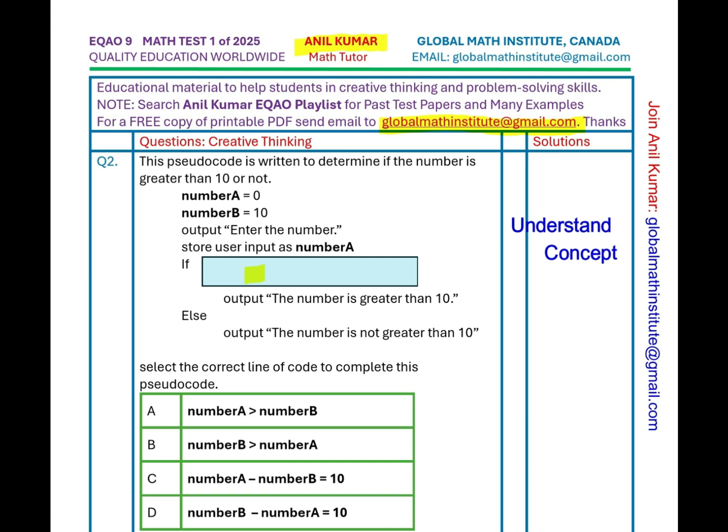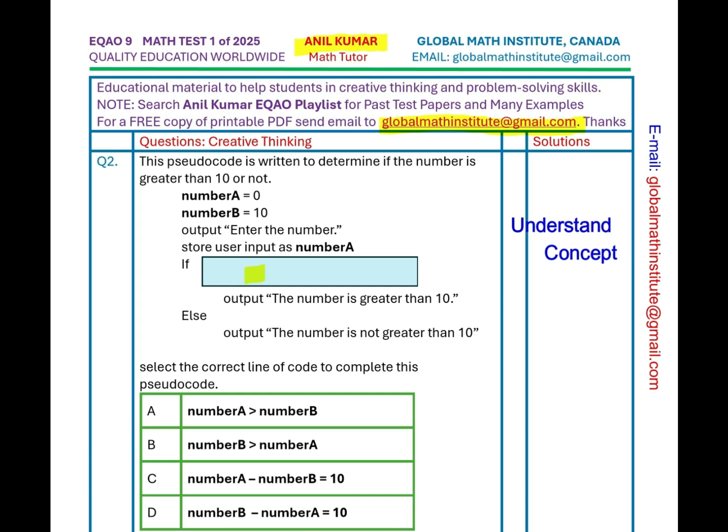And this has to be filled by the four choices given to you. If something, output the number is greater than 10. Else, output the number is not greater than 10. Correct? So that becomes the part of the code which has been indented. Correct. Now you need to select the correct line of code to complete this pseudocode.